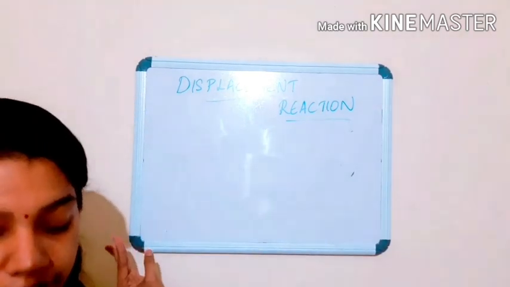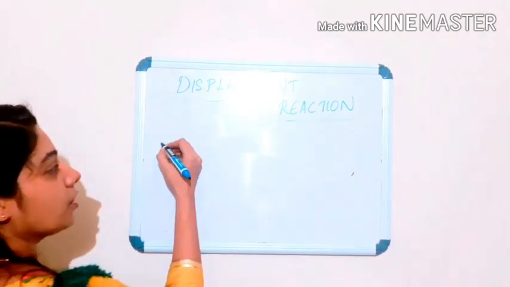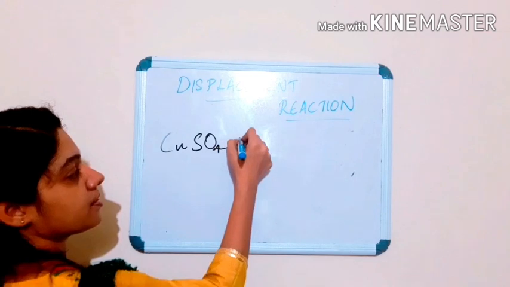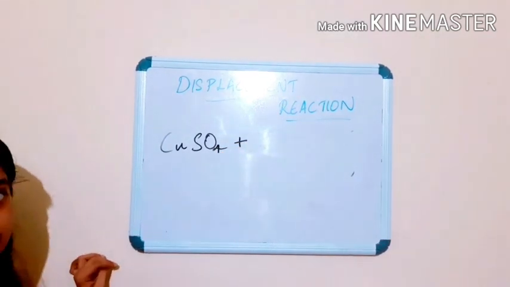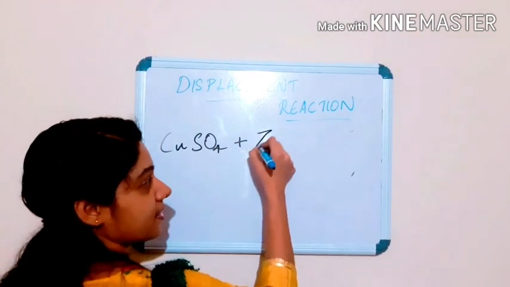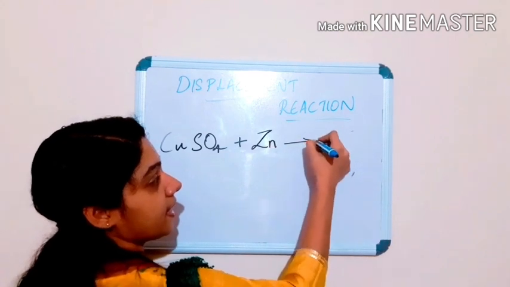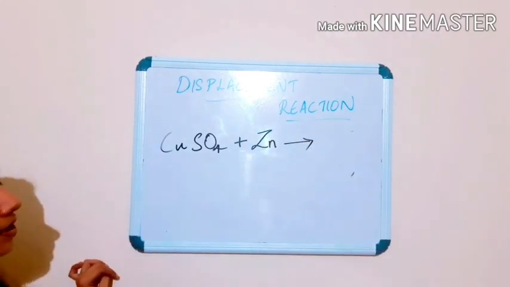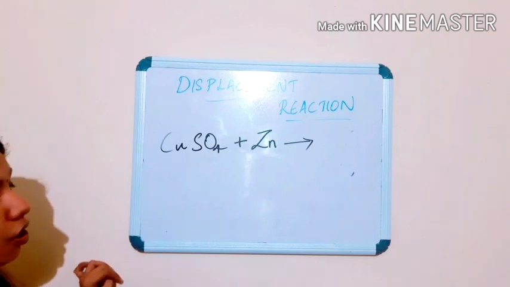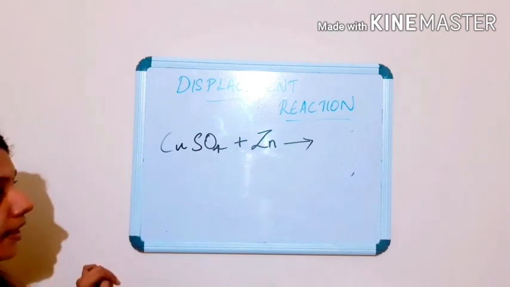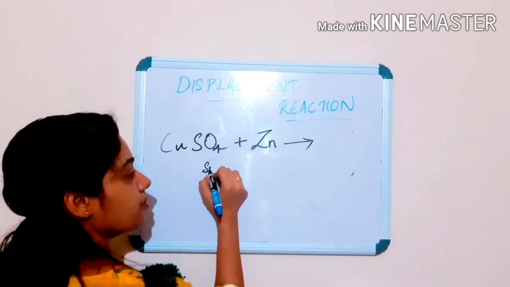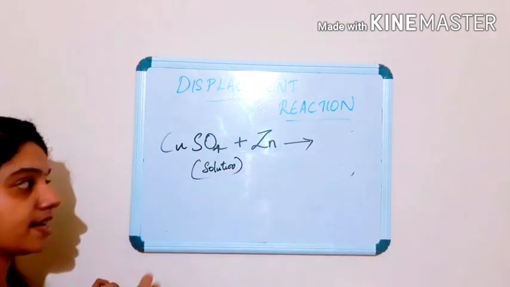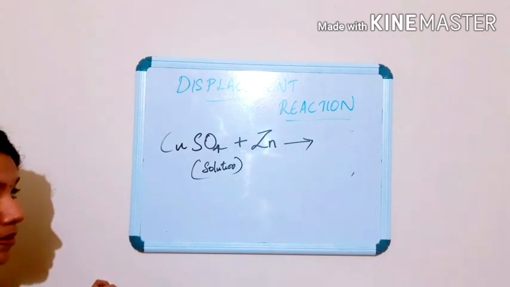Next example that we are going to discuss is copper sulfate. When zinc is added into the copper sulfate solution, again, this copper sulfate should be in its solution form, the aqueous form.